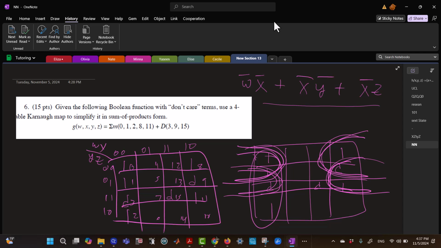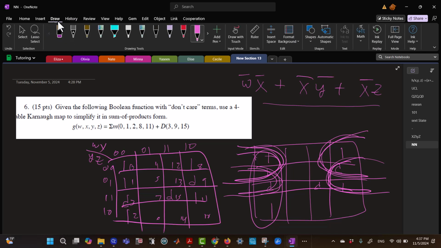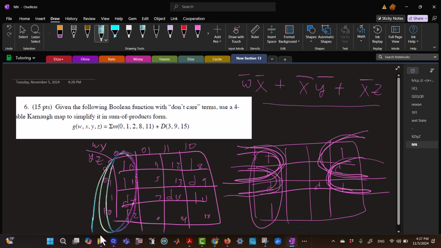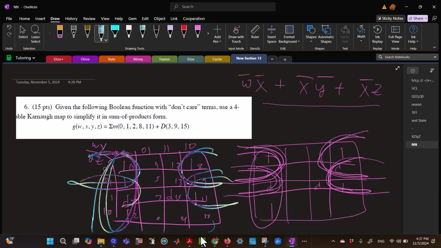So looking at this map over here, the vertical group of four is easy to see. Then we have to get these two other ones. You want to get them in the way that has the biggest group possible. And so I can't go down because I can't catch both of them with one circle vertically, because 10 is not included. But I can get the first one in this group of four, and I can get the second one in this group of four.